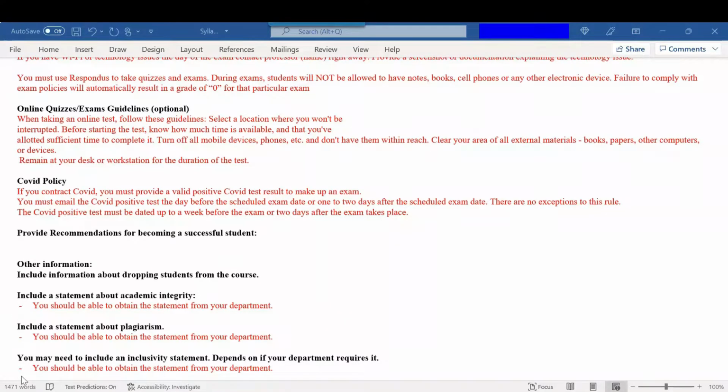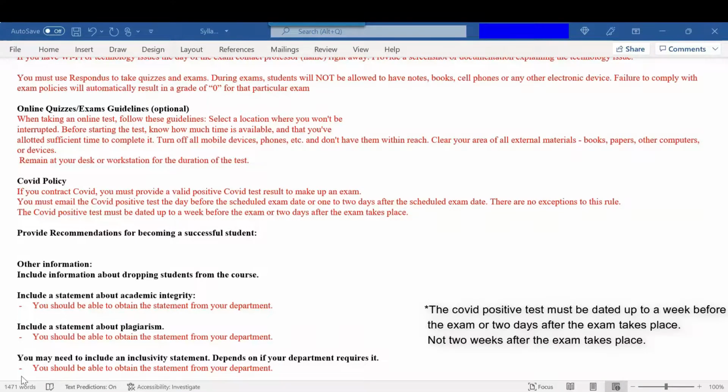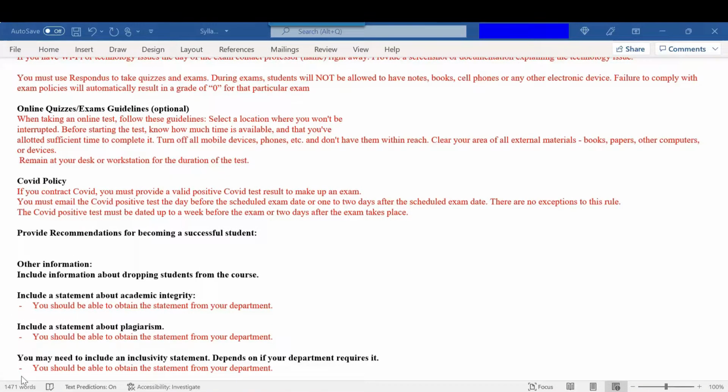There are no exceptions to this rule. The COVID positive test must be dated up to a week before the exam or 2 weeks after the exam takes place. Keep in mind, once again, you can change the policy to fit your course. If you allow makeups for quizzes and assignments, you can include information about making them up in the policy.